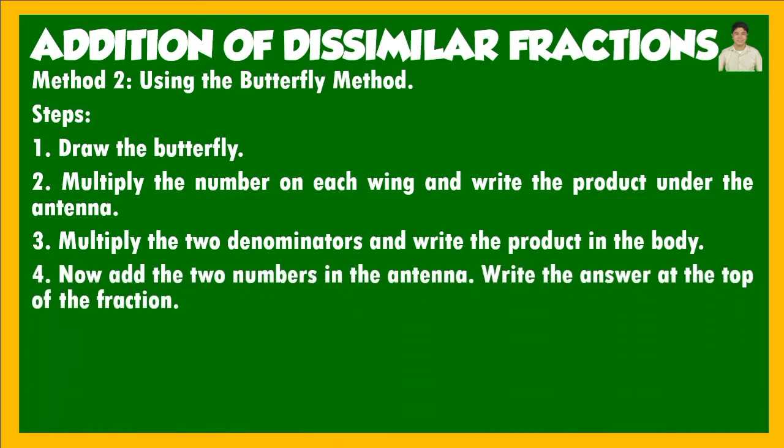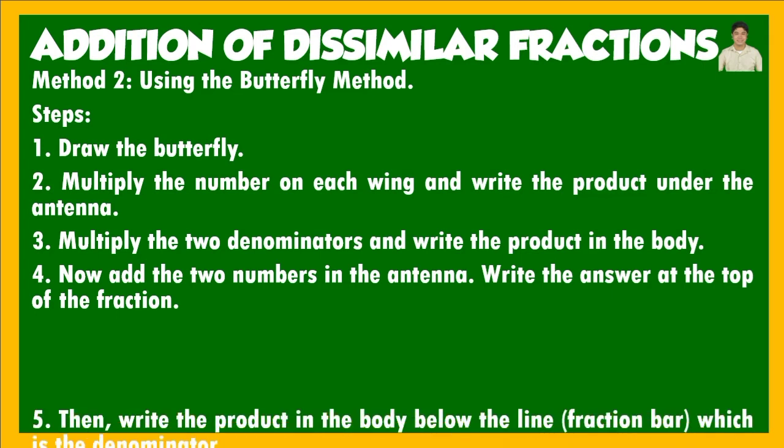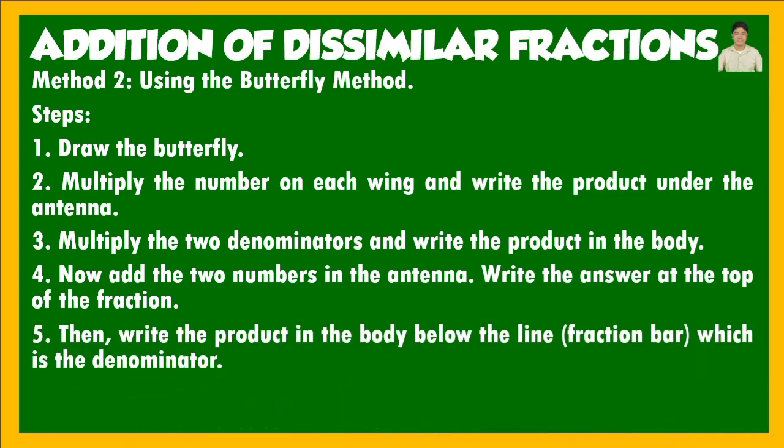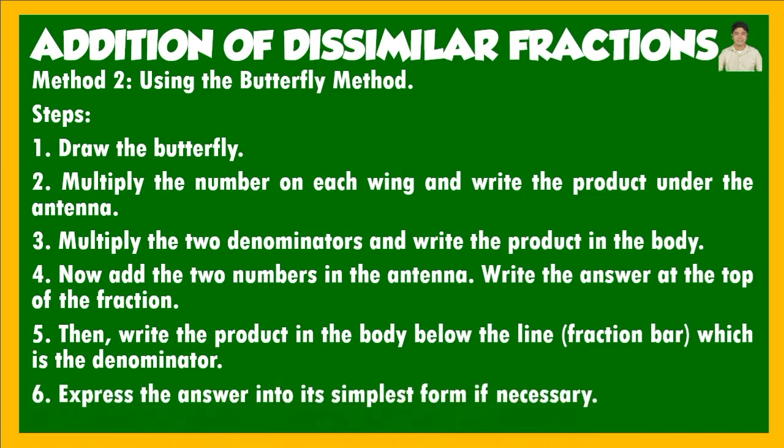Now, add the two numbers in the antenna, write the answer at the top of the fraction. Then, write the product in the body below the line or the fraction bar, which is the denominator. And then finally, express the answer into its simplest form if necessary. So, para mas maintindihan nyo yung steps na yan, mas maganda na i-apply natin using example.